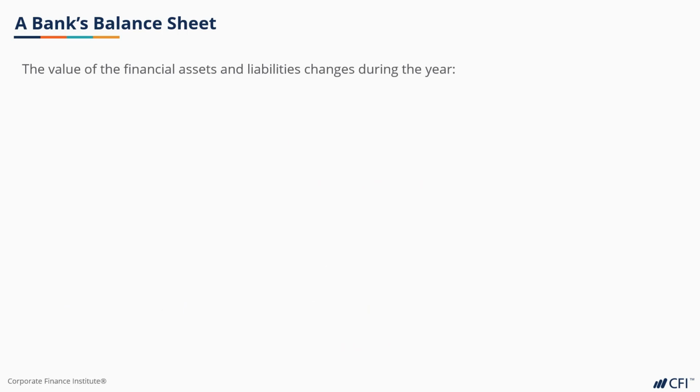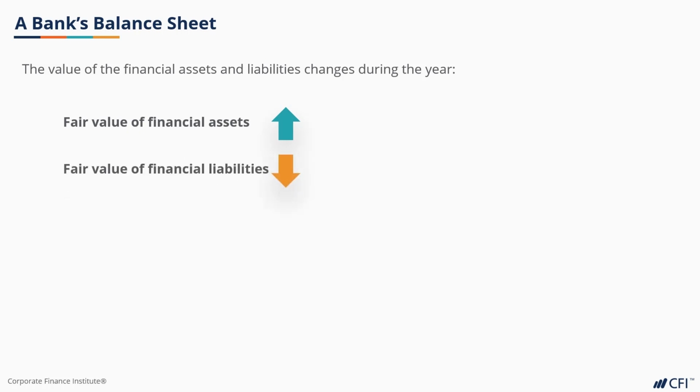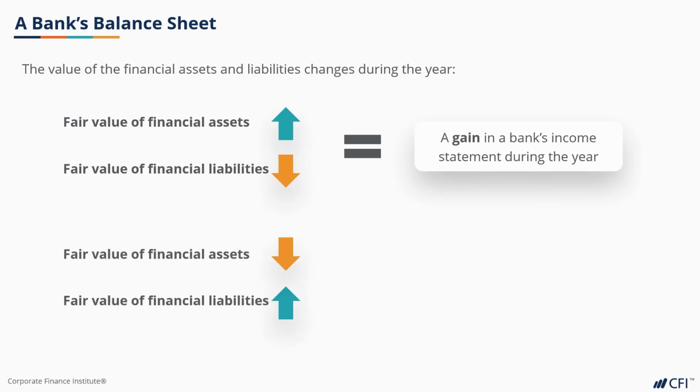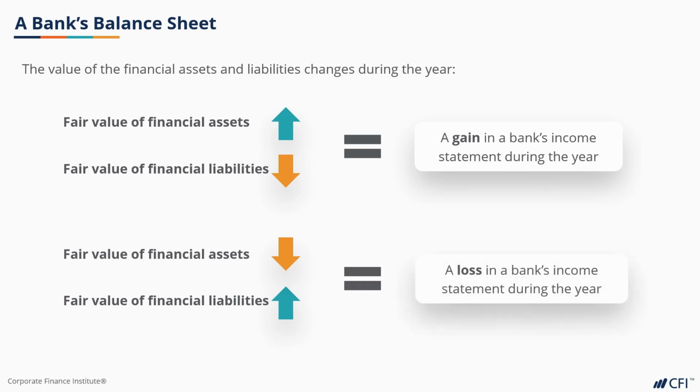If the fair value of financial assets has increased or the fair value of financial liabilities has fallen, this will represent a gain during the year which is shown in a typical bank's income statement. If the fair value of financial assets has fallen in the year, or the fair value of financial liabilities has increased, this will represent a loss in fair value, which is also shown as a loss in a typical bank's income statement.